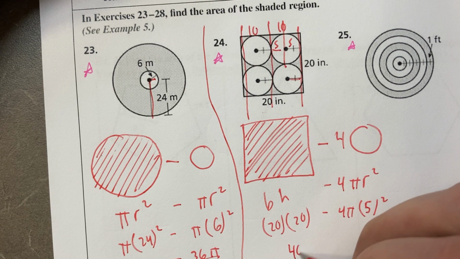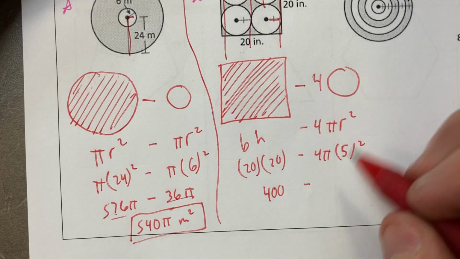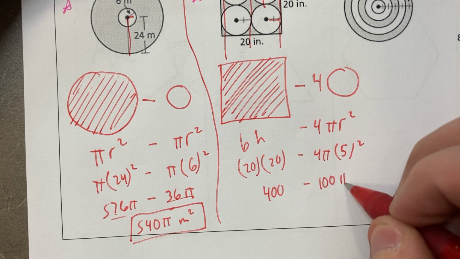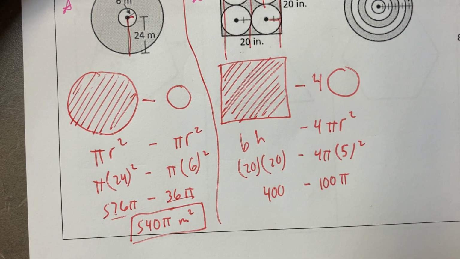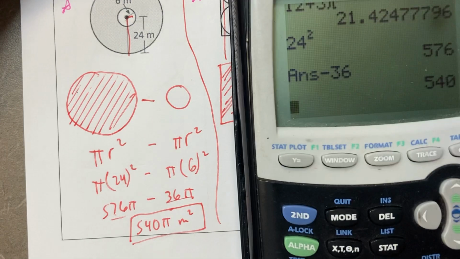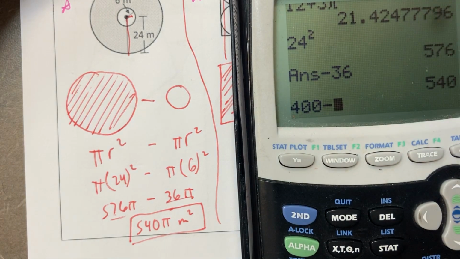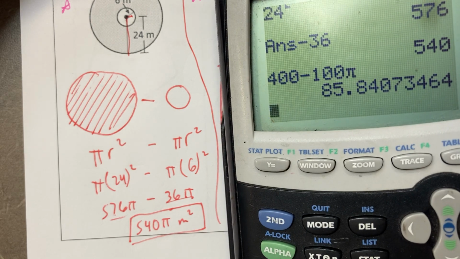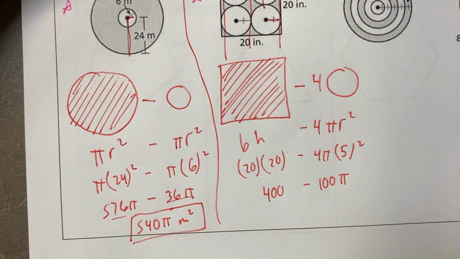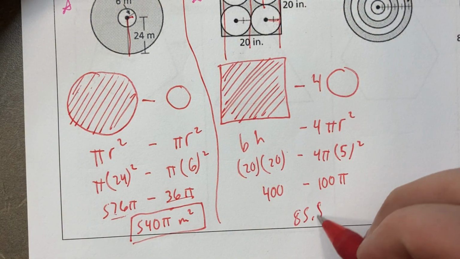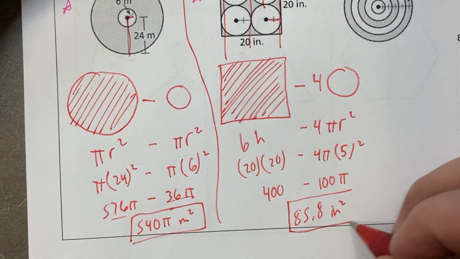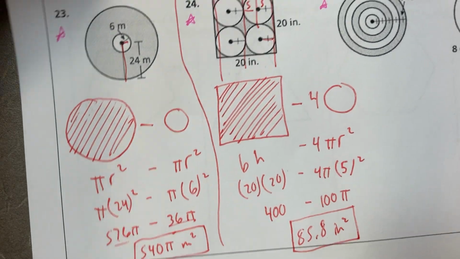So this would be 400 minus, this is 25, that's 100 pi. So 400 minus 100 pi, that's the exact answer. And then I can plug it in my calculator. 400 minus 100 pi is about 85.8 inches squared. And that's how it's done.